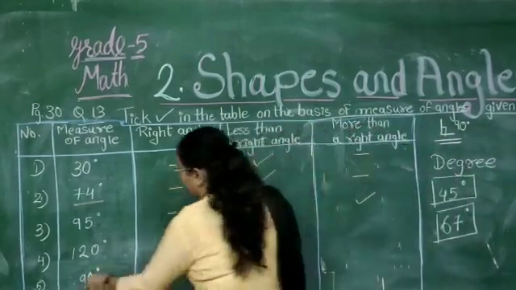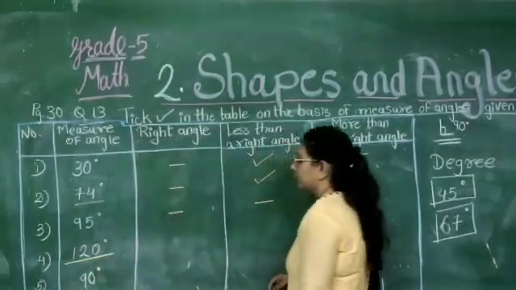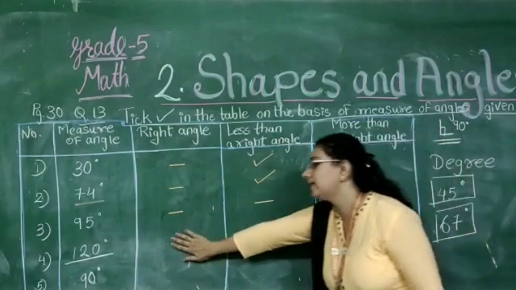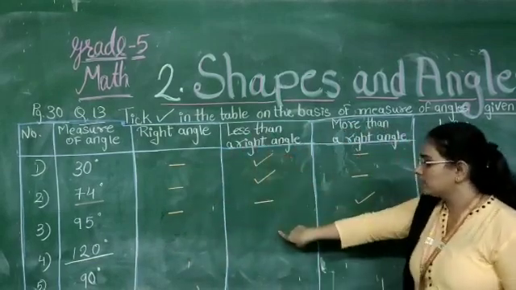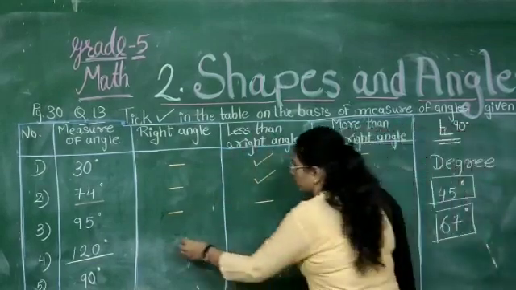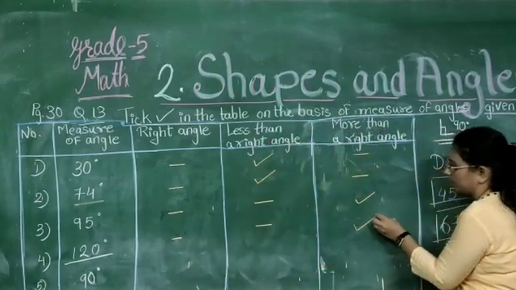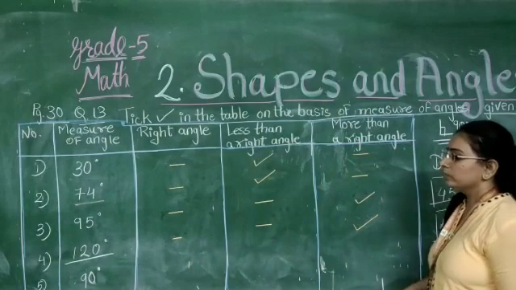Now the fourth number is 120. Is 120 a right angle? No, because a right angle is 90 degree. Is it less than 90 degree? No. So here we will put dash. 120 is more than a right angle.